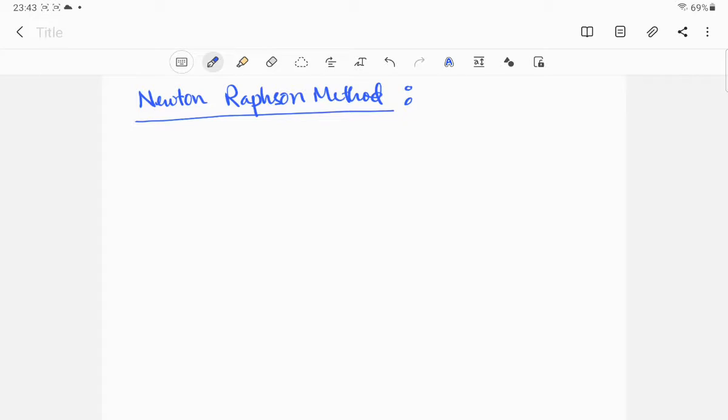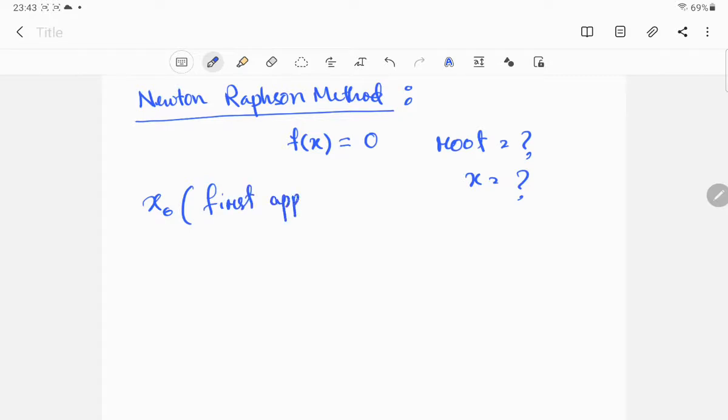So we will start very simply. Suppose you are given a condition that is f(x) = 0. This is the equation, and you are being asked to find the root of this equation. They are asking you what the root of the equation is, that means you need to find out what x is. That is a simple thing. Now we will consider that x naught is the first approximation to the root of f(x) = 0.